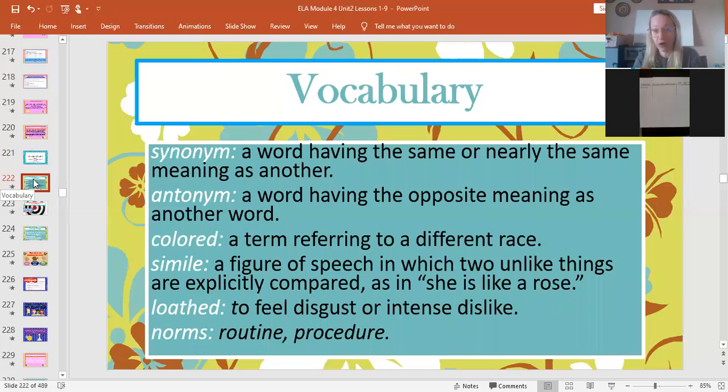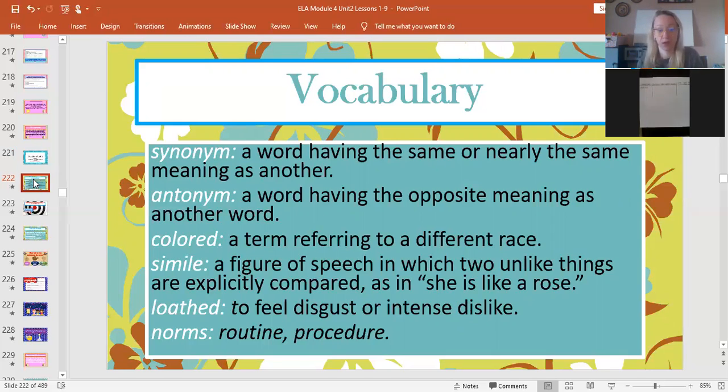Now I want you to remember, colored was not a bad word. It's an outdated word. It's a word that we don't use anymore, but it wasn't a bad word. It wasn't a derogatory word, meaning it wasn't a word that put people down. It wasn't made to make you feel less.